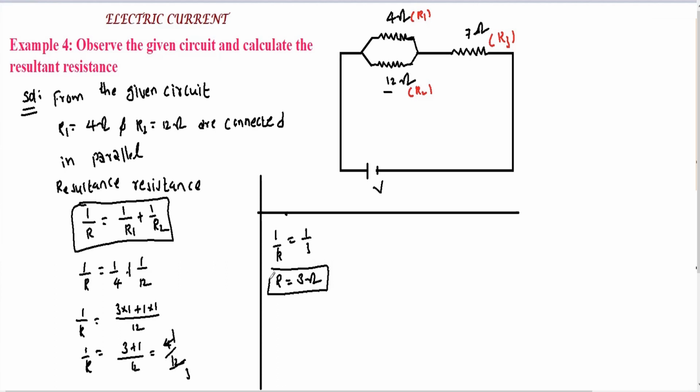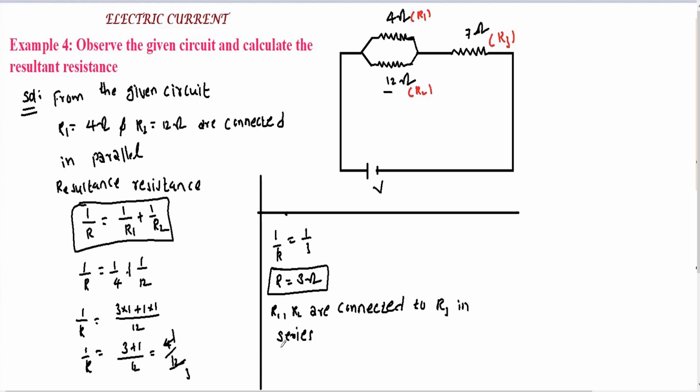This is the resultant resistance between R1 and R2 when these two are connected in parallel. Now we got this one. Next, these two resistors are connected with this resistor in series connection. So now we can write that R1 and R2 are connected to R3 in series.